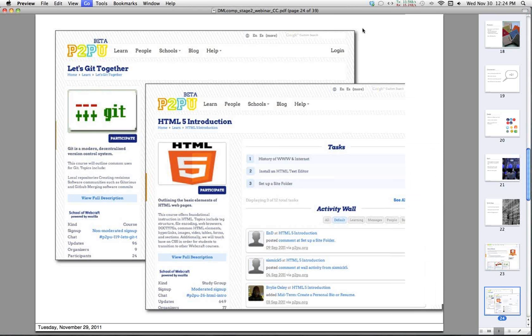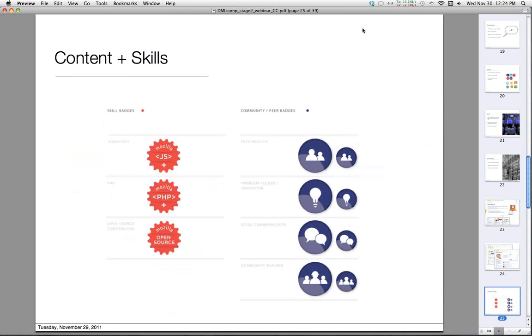And then, so we thought about content and skills, and when we did that, we thought about maybe there's two different kinds of badges here. So there's skill badges, and those are kind of hard skills, and then there are soft skills or community and peer badges. And hard skills in this instance were things that are easily quantifiable. So Mozilla JavaScript, and then PHP badges, and then also open source badges.